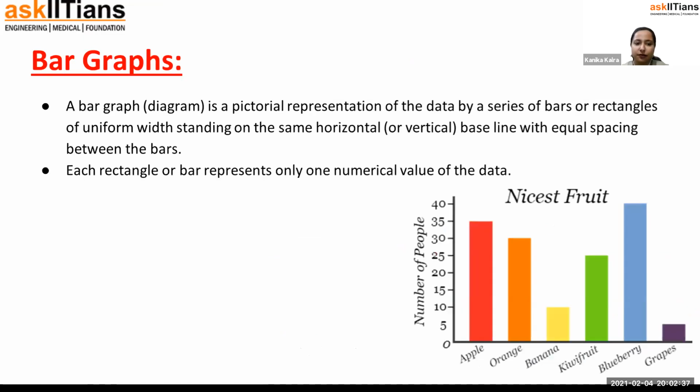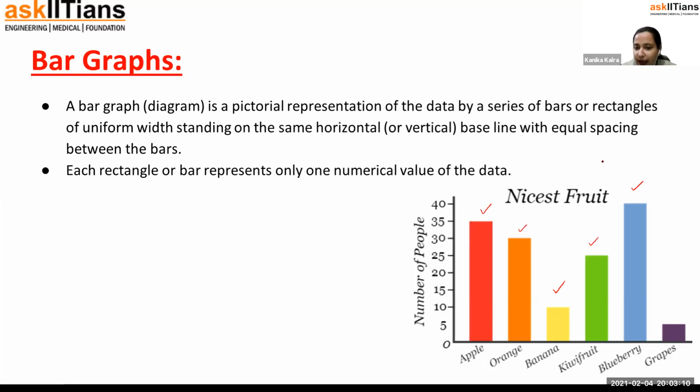First comes bar graph. So bar graph is basically what? It's a pictorial representation of the data by a series of bars or rectangles of uniform width. So basically, we will be talking about how to plot the bar graphs. Bars are the rectangles of uniform width. Uniform width means you must have seen the graph papers. There are boxes of uniform width, and you have to choose a uniform width for each rectangle or each bar.